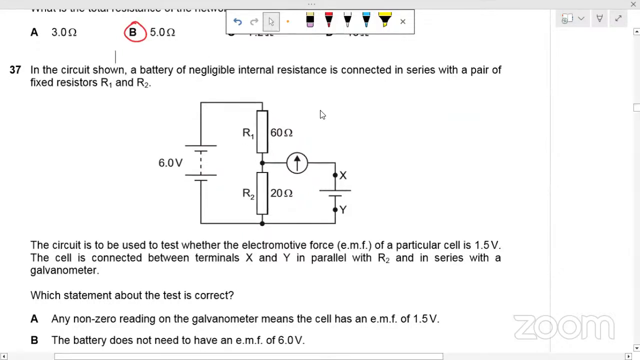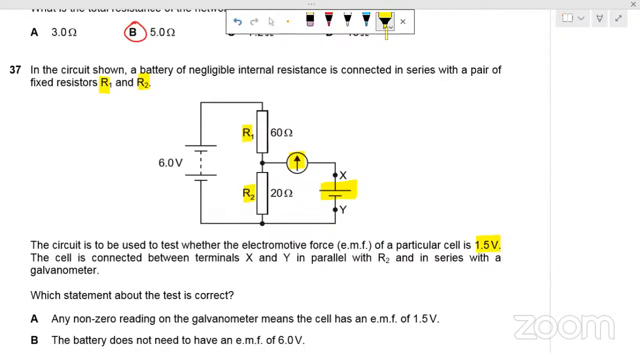In the circuit, a battery of negligible internal resistance is connected in series with a pair of fixed resistors R1 and R2. The circuit is to be used to test whether the EMF of the particular cell is 1.5. We want to test if the EMF of this cell is 1.5. The cell is connected between the terminals X and Y in parallel to R2. You can see from the diagram, in series with a galvanometer. Which statement about the test is correct?